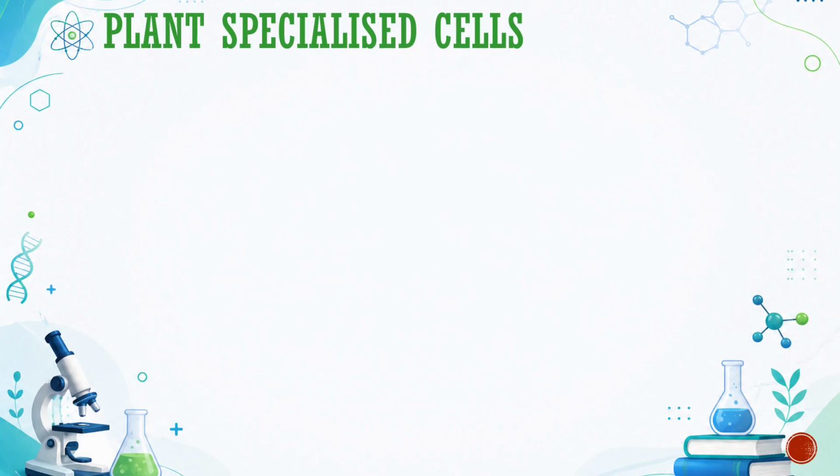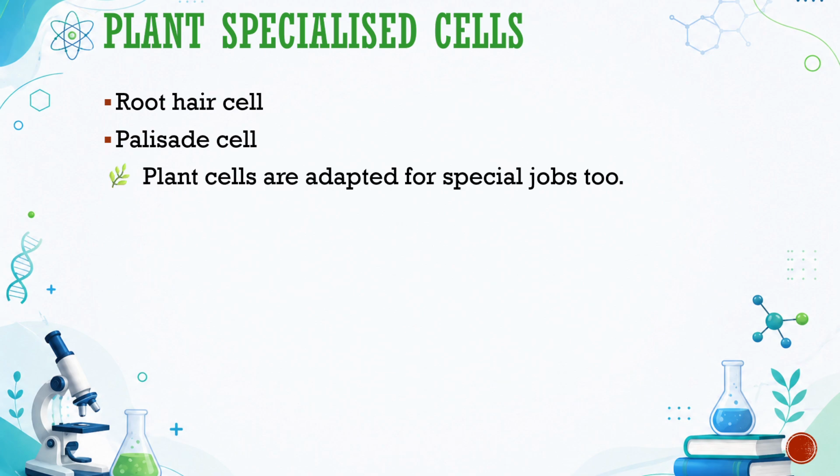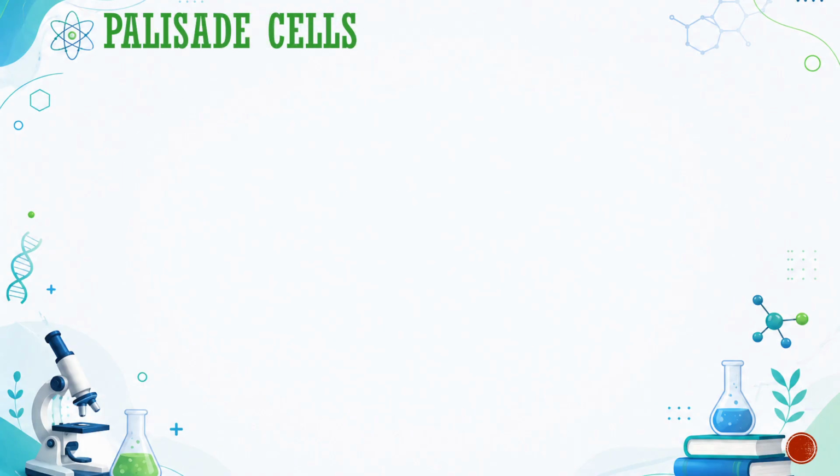Let's talk about specialized cells in plants. Now in plants you have two types of specialized cells that we are going to learn about: root hair cells and palisade cells. Similar to animal cells, even in plants these cells are there to perform a specific job. Let's take a look.